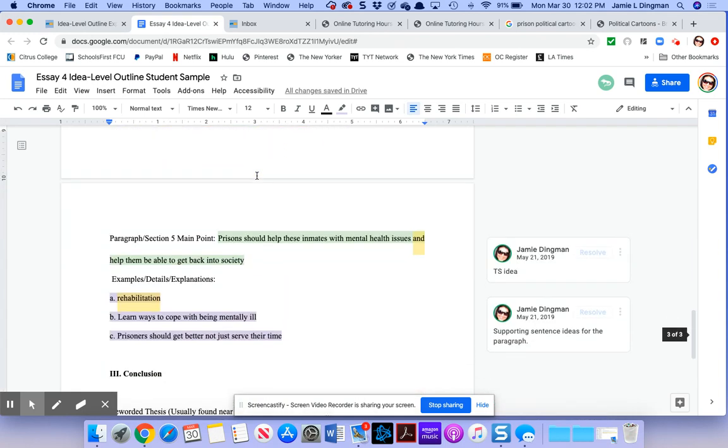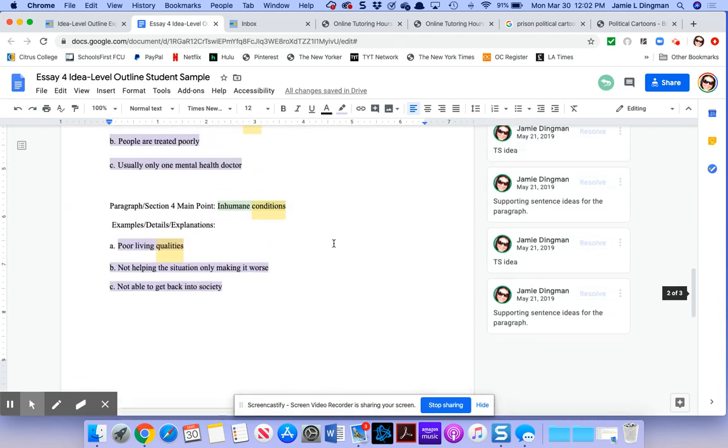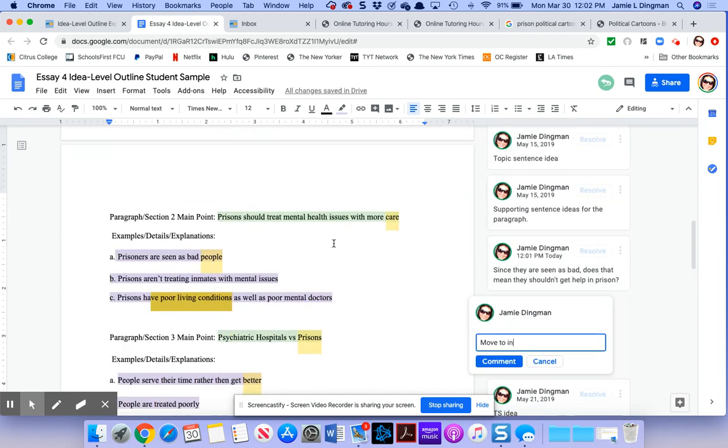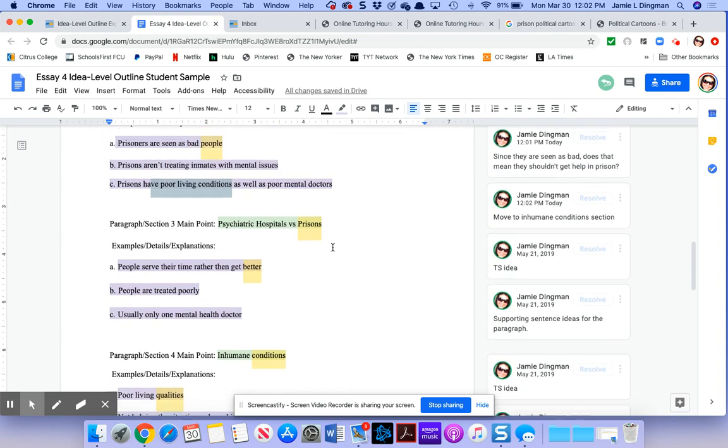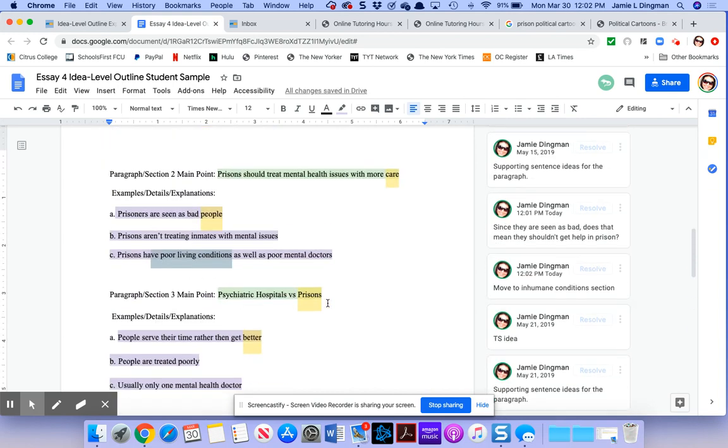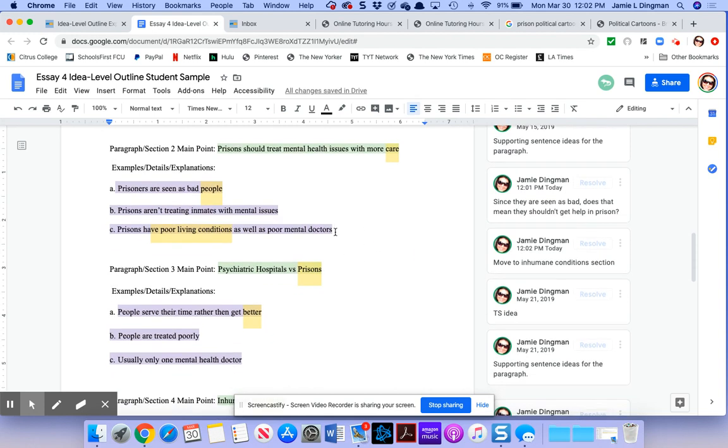So I would say this should move to, what's that section? Inhumane conditions section. It just doesn't really belong here. If they're going to be talking about living conditions, that seems like it belongs there, as well as poor doctors. So this, we would need more specific details in the essay, right? What do you mean by poor doctors?